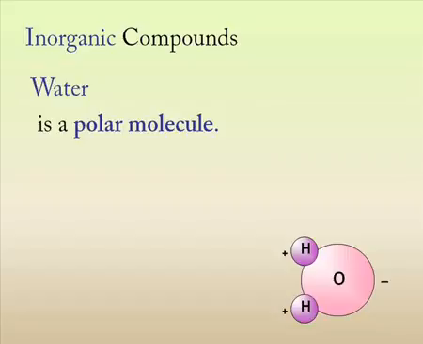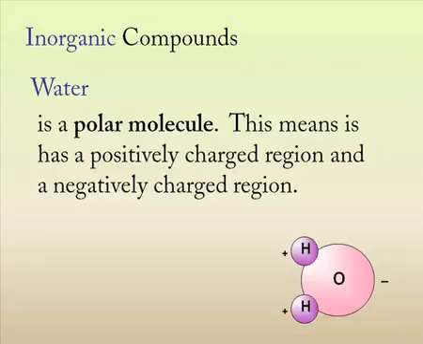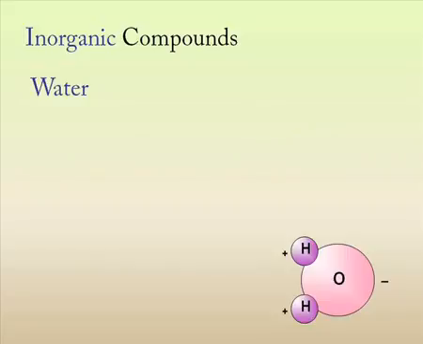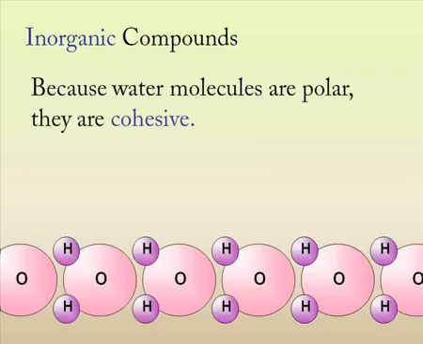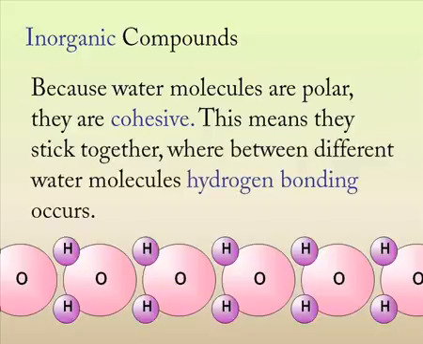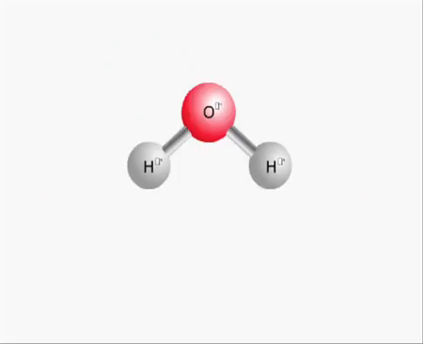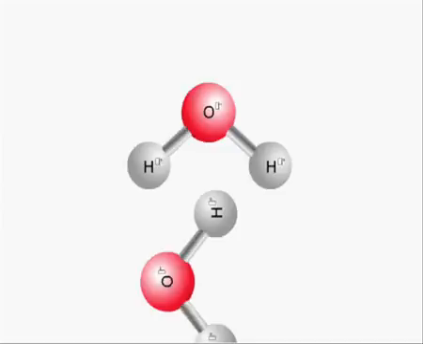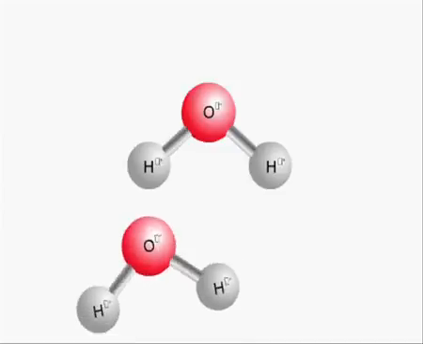Now these are both charged, and it makes water a polar molecule. What this means is that water has a positively charged region and a negatively charged region. As you can see, positively charged where the hydrogens are, negatively charged where the oxygen is. Now this gives water some great properties. Because water molecules are polar, it makes them cohesive. And what this means is that water molecules tend to stick together, where between different water molecules, hydrogen bonding occurs. Now hydrogen bonding is very, very weak types of bonding, but it gives water a whole lot of different properties.